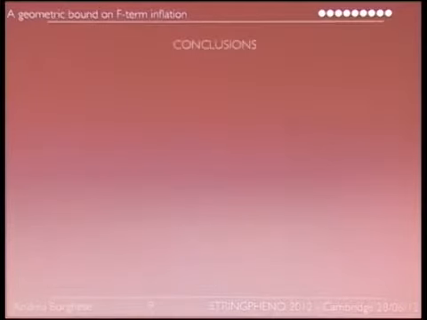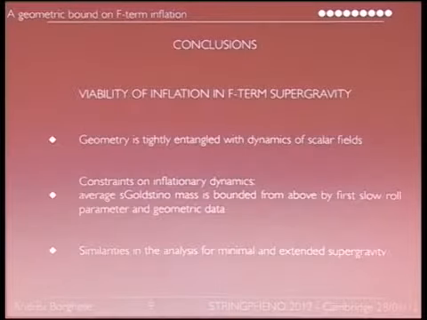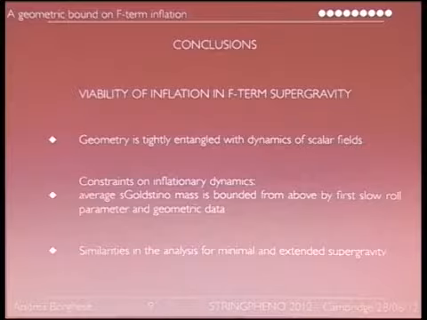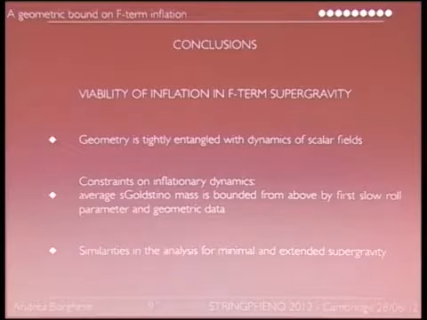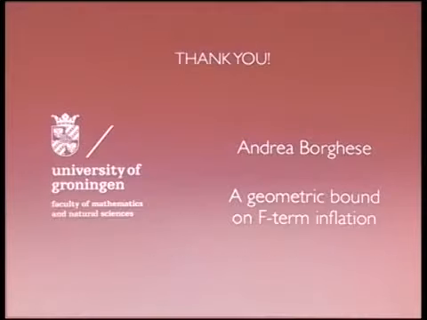And this brings me to the conclusion. So what I showed you is that geometry is tightly entangled with the dynamics of the scalar fields in supergravity whenever we describe inflation in supergravity. We can take this Goldstino and derive a bound on the inflationary dynamics, which is really simple and beautiful to analyze. And now we are trying to obtain some similar bound in the case of next to minimal and maximal supergravity. And that's all. Thanks.